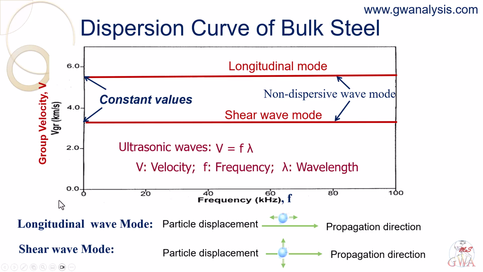The ultrasonic waves in bulk steel are the longitudinal wave and the shear wave. The difference between the two waves is the particle displacement relative to the wave propagation direction. The longitudinal wave has particle displacement parallel to the wave propagation direction. The shear wave has particle displacement perpendicular to it. These two waves have a constant velocity at any frequency, so the plot of velocity is parallel to the x-axis. We call this kind of wave a non-dispersive wave mode.